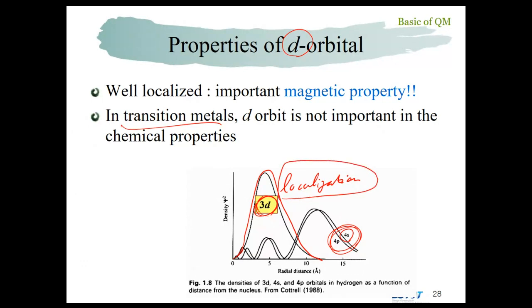The localization of the 3d electron is important in the magnetic property, as I said. Then why is the localization important? In order to understand that physical meaning, we need band theory.